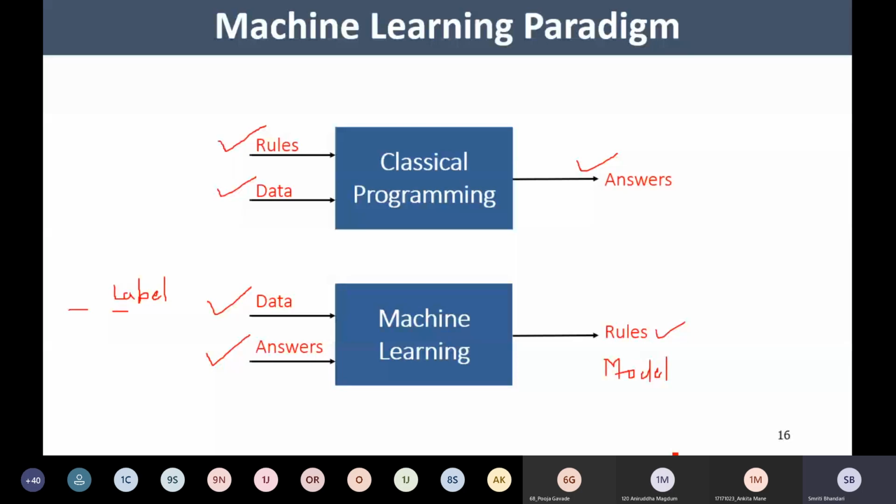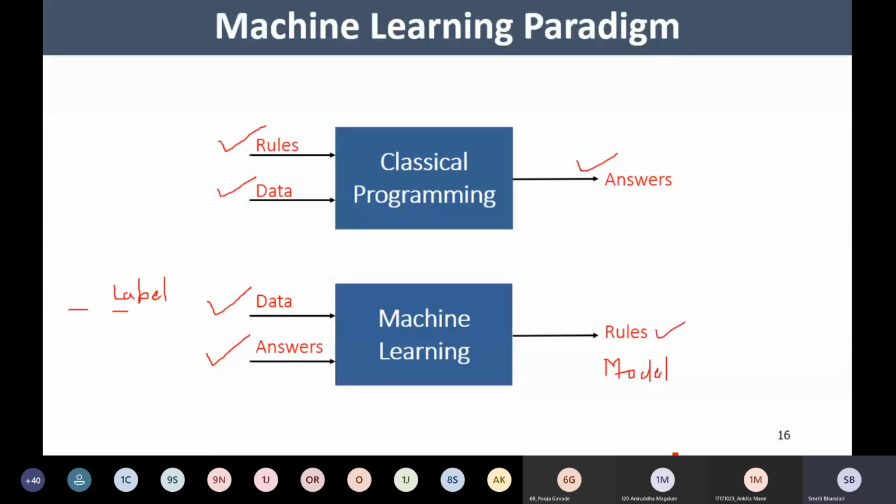what, for example, a cat looks like, what a dog looks like, or how a horse looks like, something like that. So that would be implicitly built into the model or the rules that are being generated by my machine learning system.